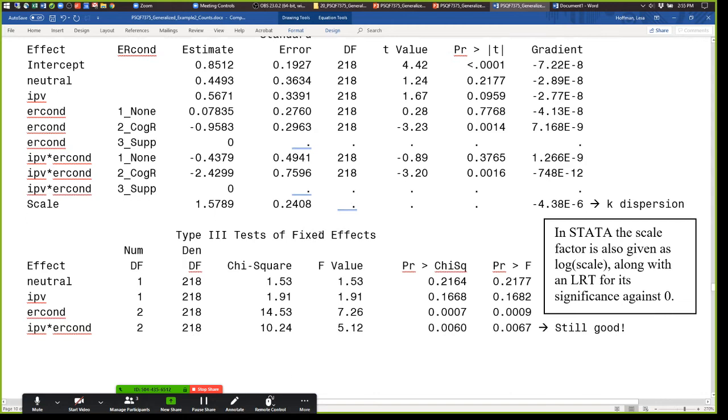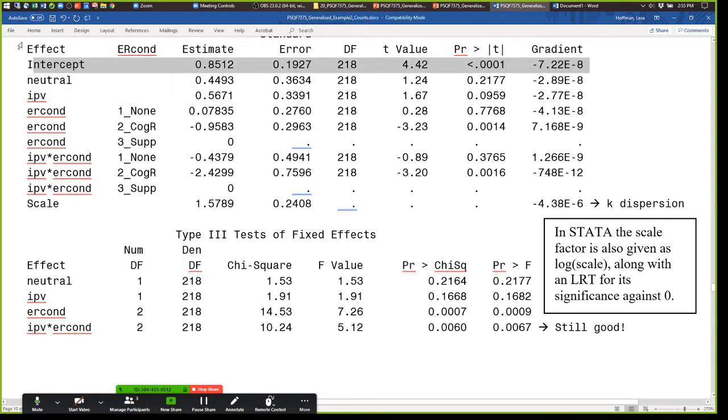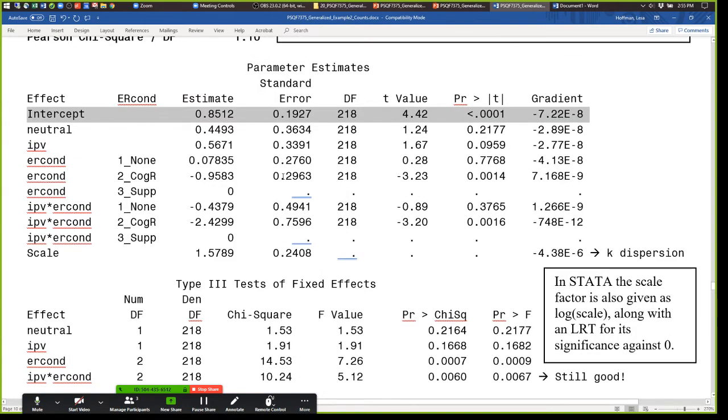Okay. So, who's my reference group? The log of the expected count of number of mean things said is 0.85 for what kind of person? Someone with neutral of 0, meaning they didn't say any mean things at all in the neutral condition.